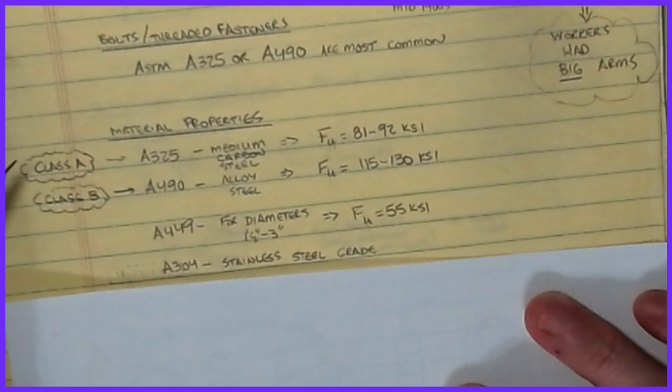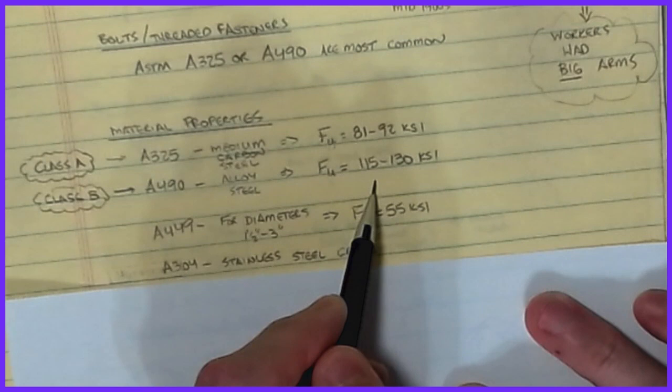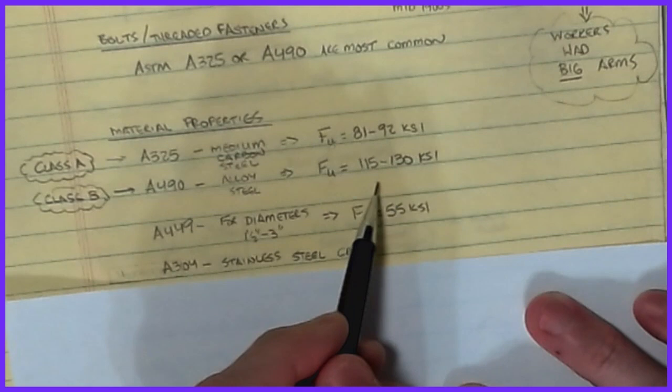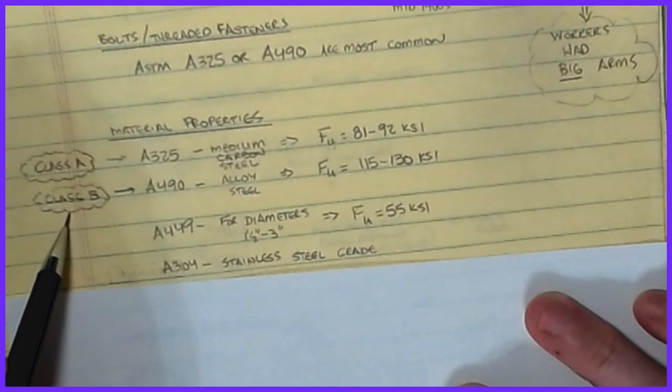And then the A490s are an alloy steel with a lot higher strength. You look at the difference between these numbers, that's 30%, 40% higher than the A325. They're a lot more expensive, but they can do a lot more. They're also a lot stronger as a result, and they vary from 115 to 130 KSI. You'll see those called Class B or Group B.